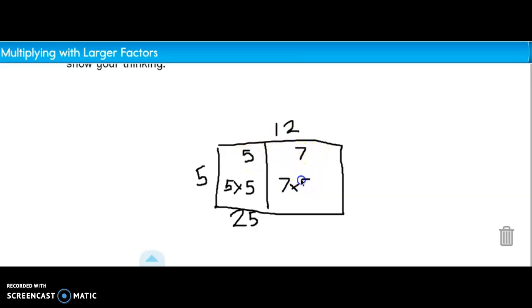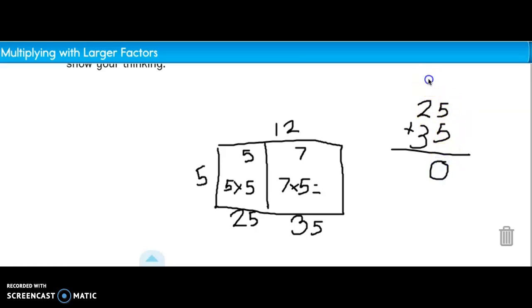So now I just have to multiply the 7 by 5, and that equals 35. So then I will just add those. So I'm going to add 25 plus 35. Add those together, up and down. 5 plus 5 is 10. Carry the 1. And 3 plus 2 is 5. And 1 more is 6.